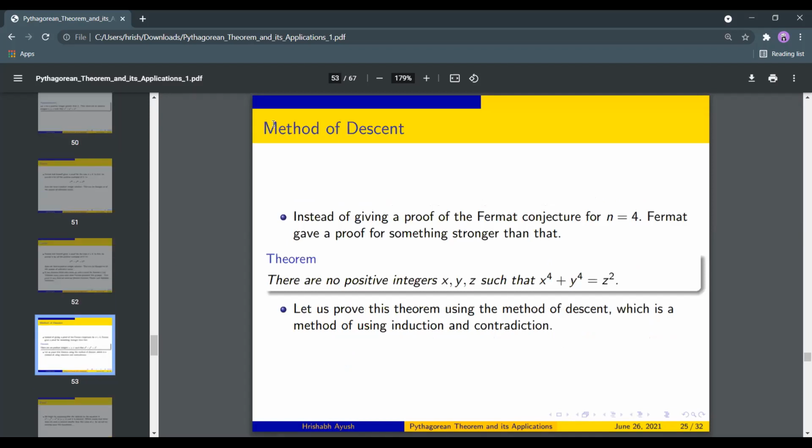Okay, so let's move to the next slide. Now we see the method of descent. We'll be focusing on infinite descent. So this was the theorem we saw, but what Fermat did was he gave a proof for something stronger than that. That was for x to the power 4 plus y to the power 4 equals z squared. This could actually be thought of in this equation, that is x to the power of 4 plus y to the power of 4 equals z to the power of 4.